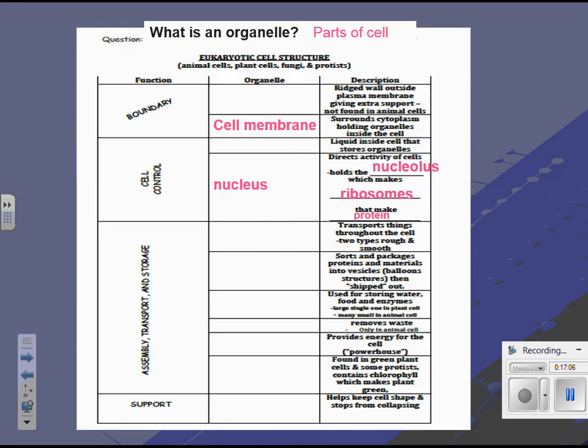What function should we be looking at? Glendy. Assembly, transport, and storage? No. Sierra? Support. And the only one there is that helps keep the shape and stops it from collapsing. And what is that organelle again? Cytoskeleton.